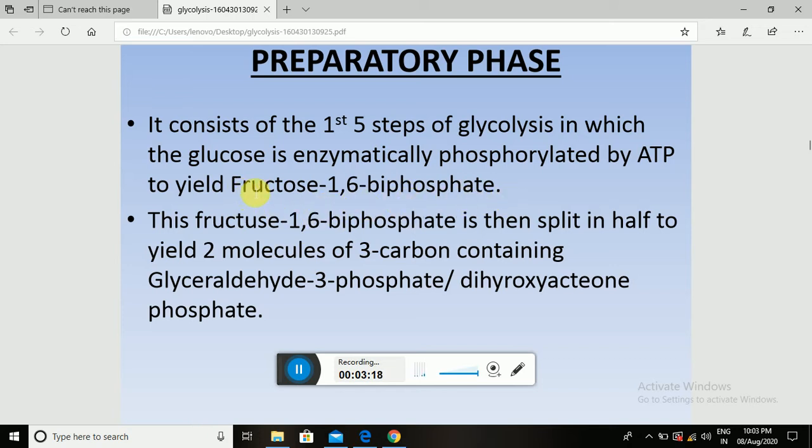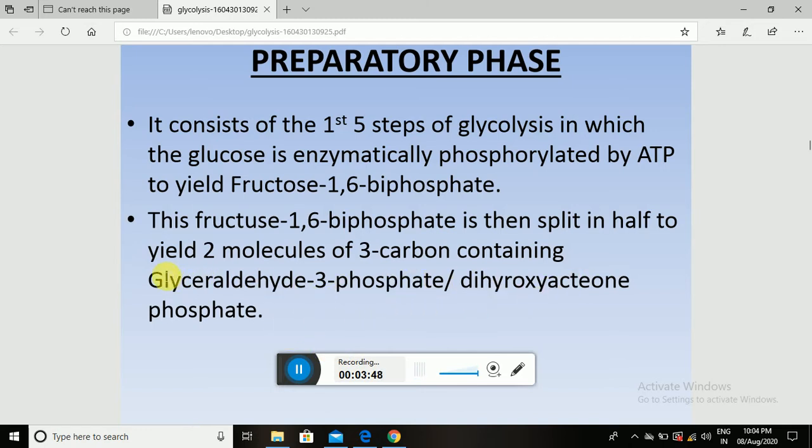This fructose 1,6 bisphosphate is then split in half with the help of the enzyme aldolase to yield two molecules of 3 carbon compounds, glyceraldehyde 3 phosphate and dihydroxyacetone phosphate. The fructose 1,6 bisphosphate is split into two molecules because glucose is a 6 carbon compound, and glyceraldehyde 3 phosphate and dihydroxyacetone phosphate are 3 carbon compounds.